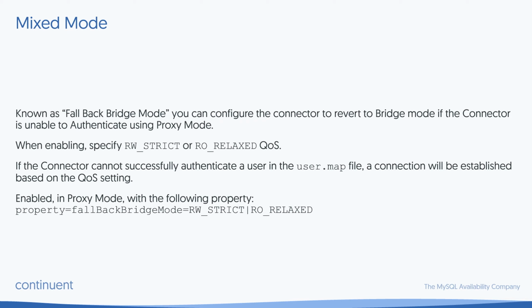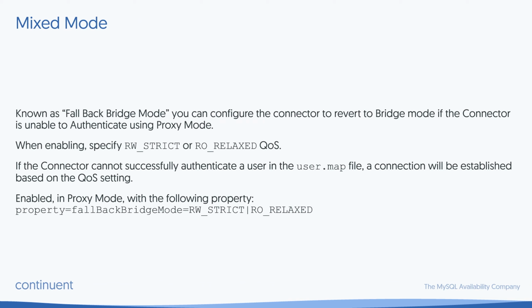With fallback Bridge Mode enabled, if this happens, then the connector will instead connect the client that we cannot authenticate using Proxy Mode via Bridge Mode, whereby we pass your connection off directly to MySQL. You would configure the property by specifying the QoS that you want for this situation.